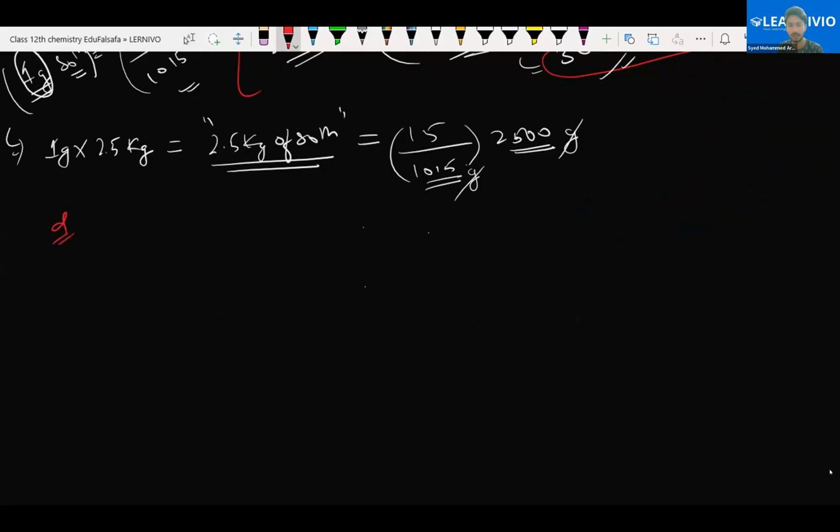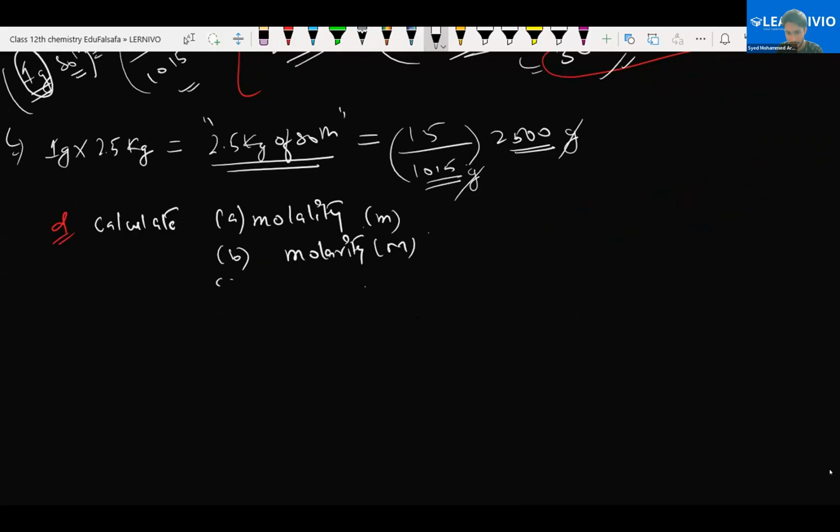If there is anything you are not able to catch up on, you can tell me and I can explain. Calculate A. The first part you need to calculate is the molality. Second is the molarity. Molality is small m, molarity is capital M.